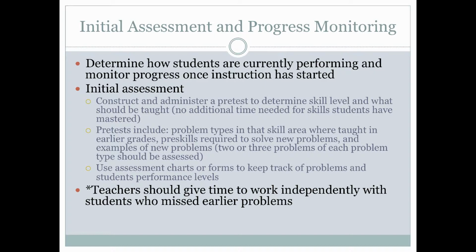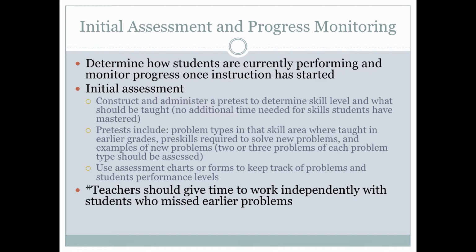But what are the skills and the pre-skills that they're going to need to be able to do this? The pre-test guide needs to include problem types in that particular skill area, which are taught in earlier grades, the pre-skills required to solve new problems, and examples of new problems. So we're going to look at stuff that they've already learned. Then we're going to go back, and we've already got in our head what our assessment's going to be. So we've got these new problems already in there, and we want to have some of those examples.